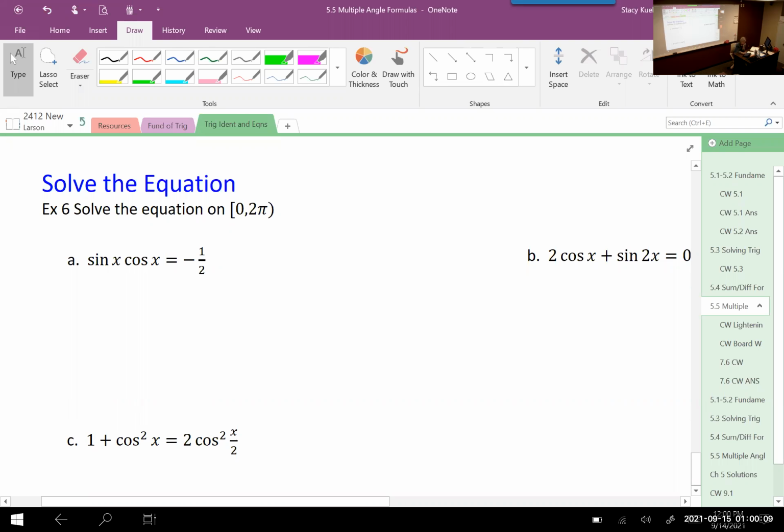I don't know if you can do that. Let's try it. I know what the answer is. Let me try it. I multiply both sides by 2. That would give me 2 sine x cosine x equal to -1, right?